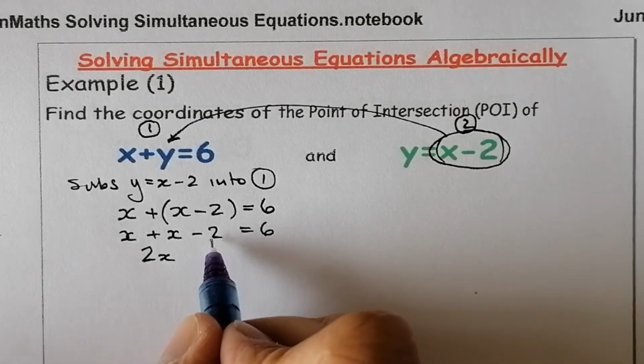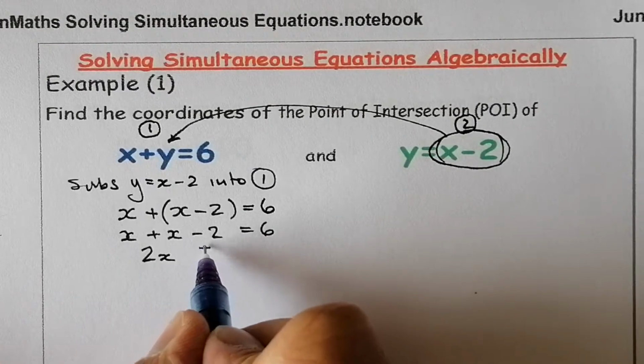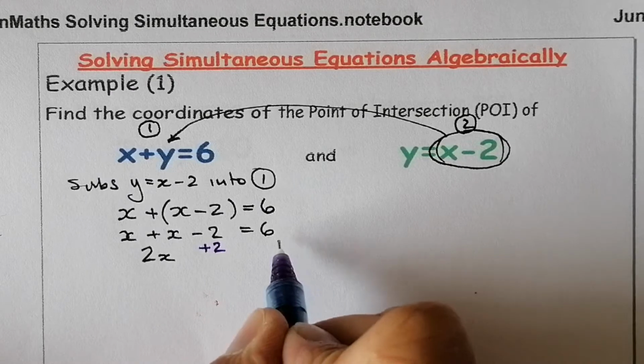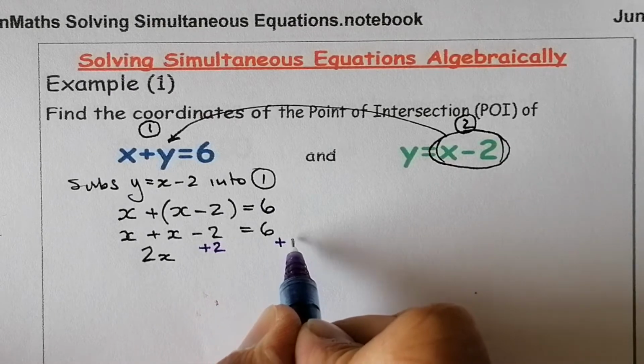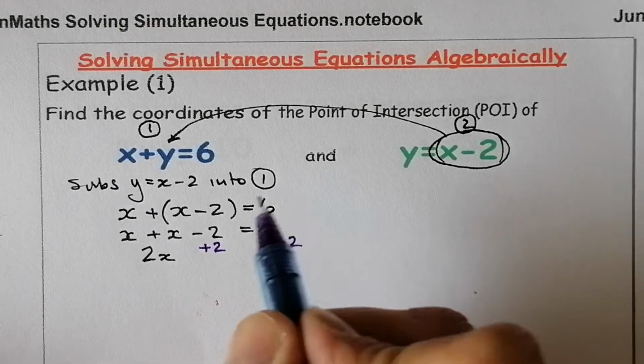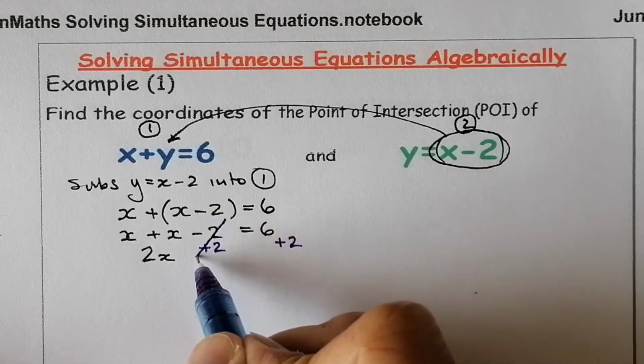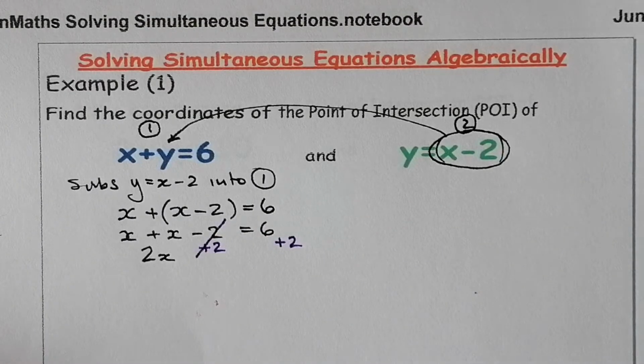I don't want that negative 2 at that side there, so I'm going to add 2 on to the left hand side, and if I add 2 on the left, I must add 2 on the right to balance up the equation. And remember what that does, it eliminates that part there. So 2x is equal to 8.